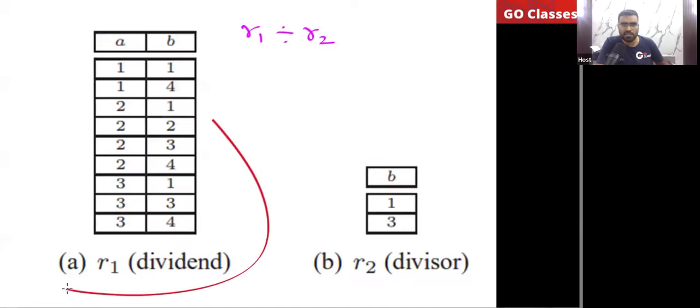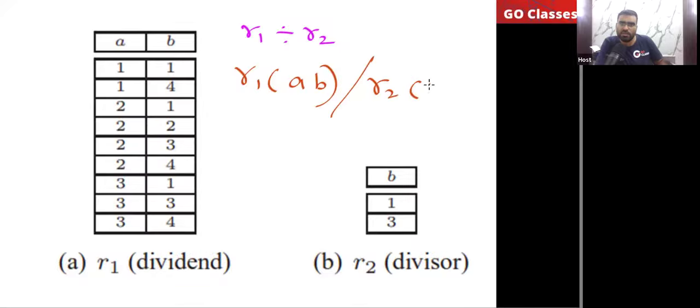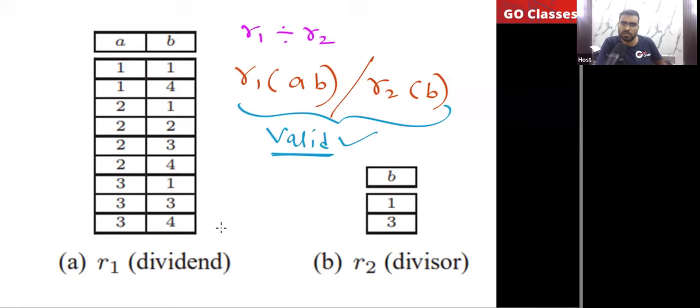So here, this is the dividend. We want to do R1 divided by R2. First, you tell me, is this allowed? Is this valid? For example, in R1 you have A, B. We are dividing it by R2, which has B. Yes, this is valid syntax. This is perfectly valid, because the schema of R1 is a proper superset of the schema of R2.